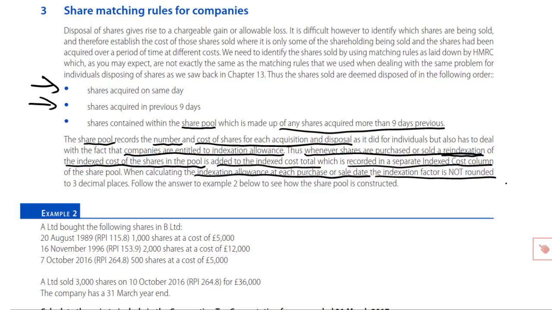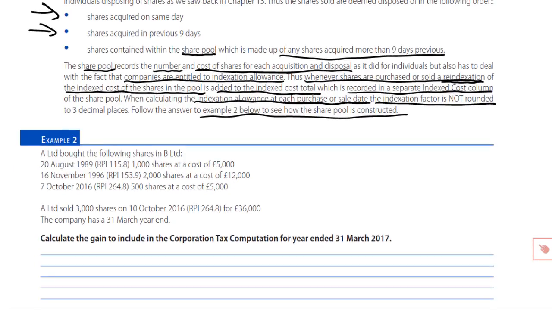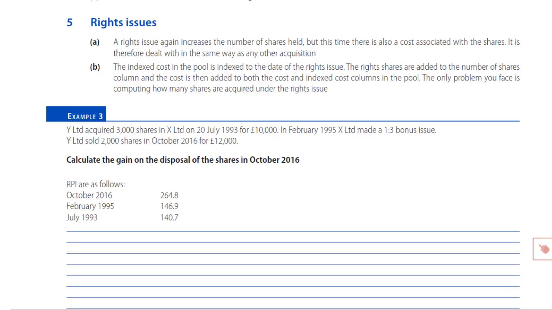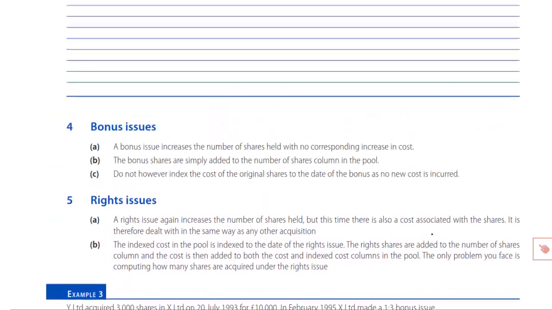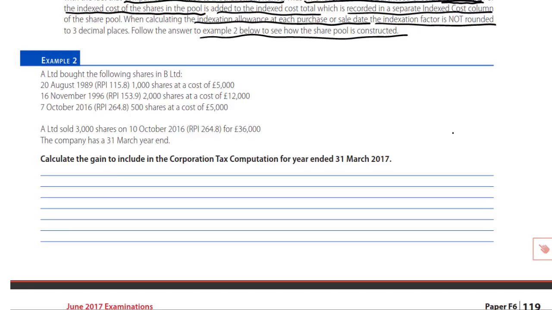Now, to show you how to do this, because it will be vaguely meaningless at this point just in words, we've got our example 2 to show not just how the share pool is constructed, but also, of course, how we deal with a disposal of any shares that we may have acquired in our history of share ownership in a particular company. So let's have a little look therefore. There we go. Example 2.